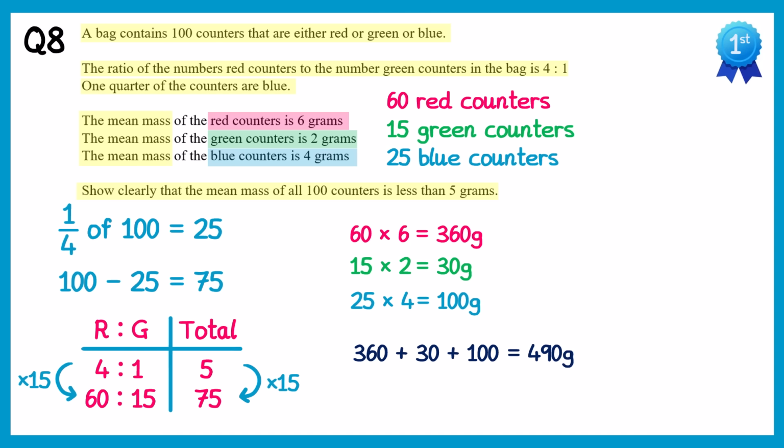Then to find the mean mass, we divide the total mass, which is 490, by how many counters there are. So 490 divided by 100, which is 4.9. And for this question, we had to show the mean mass was less than 5, so we'll state that 4.9 is indeed less than 5.